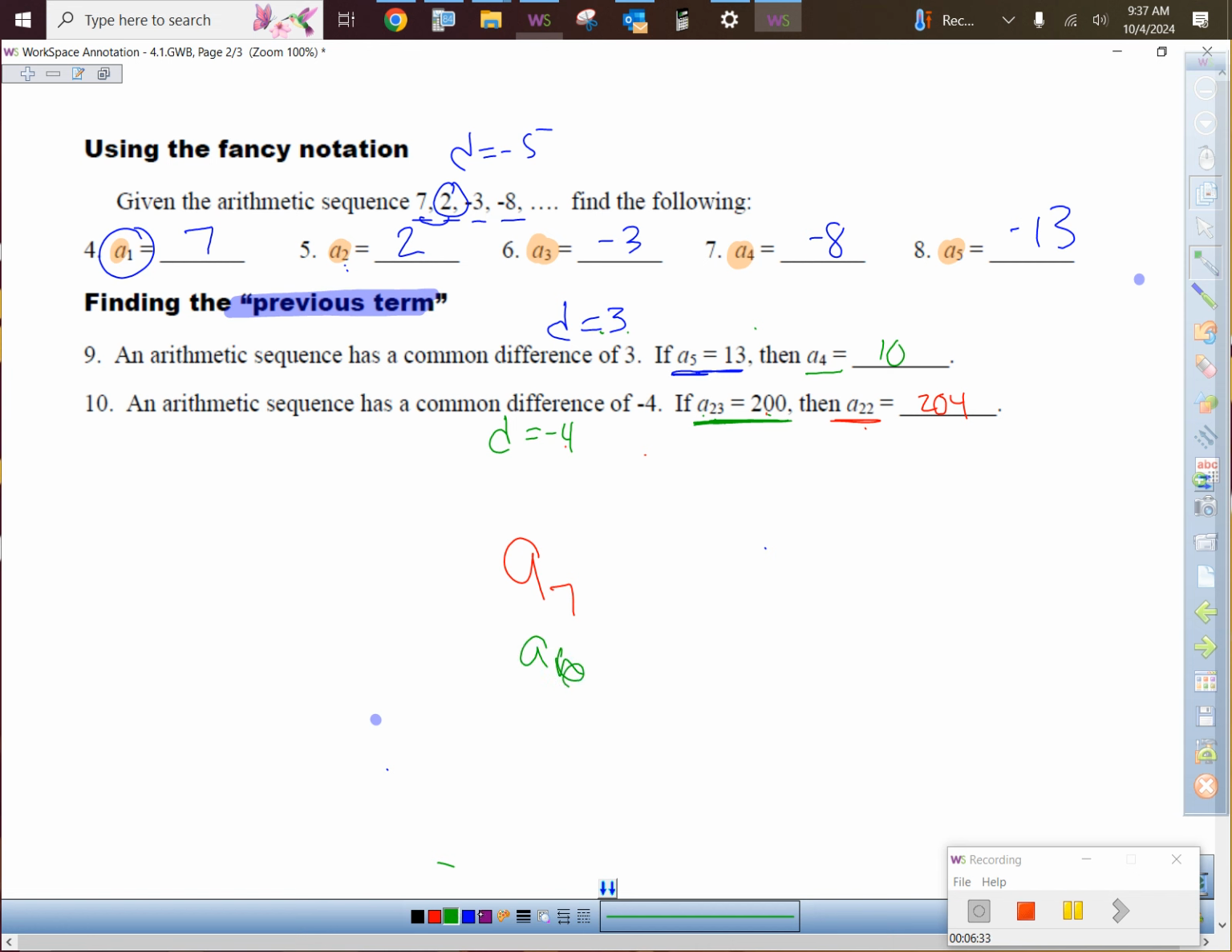What if I had the 9th term? Who's the previous term to that? The 8th term? A sub 8. What if you had the 100th term? Who's the previous term to that? 99th term.